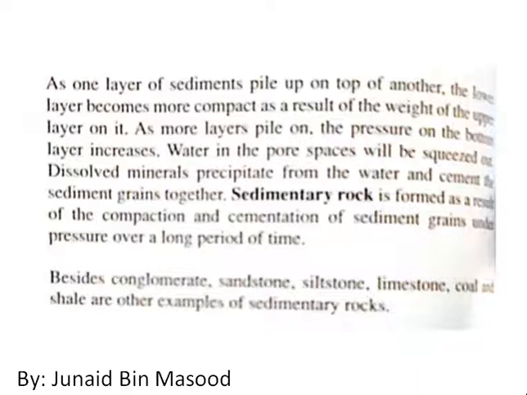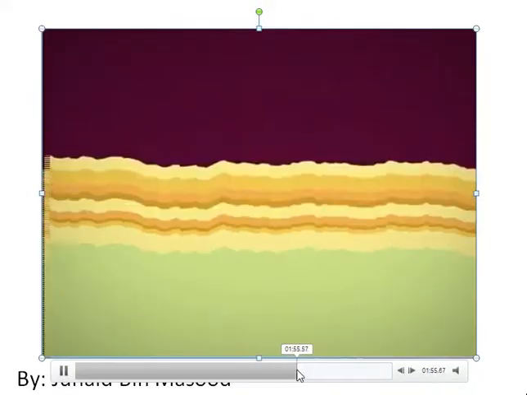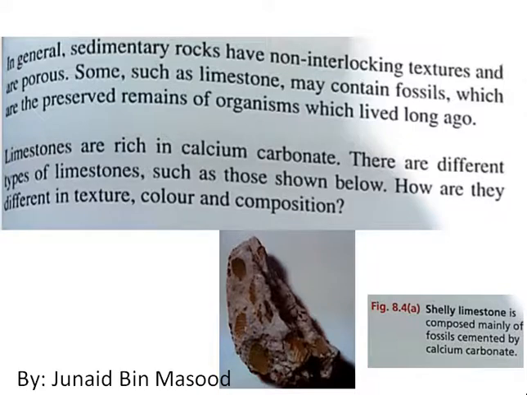Now, moving ahead, in general, sedimentary rocks, this is page 171 of the book, have interlocking textures. Just like I showed you, remember? Interlocking textures means the way we saw in this video. See, they're interlocking each other with the passage of time. As you can see, these are locked. So they have interlocking textures and are porous. Porosity is the space, which we studied in the last chapter.